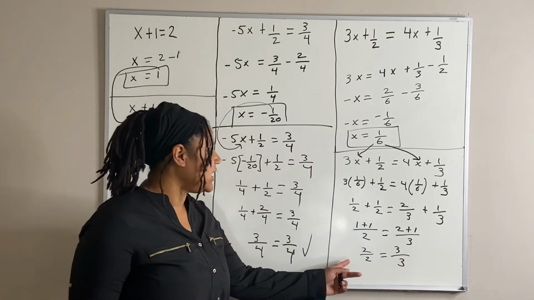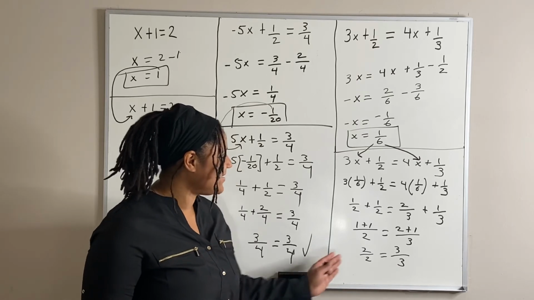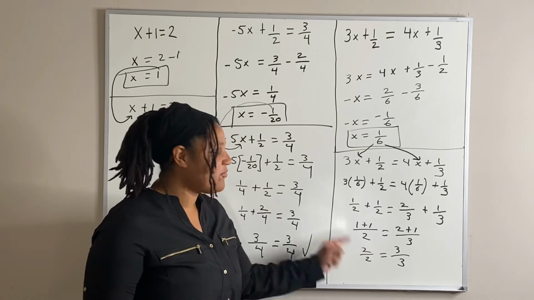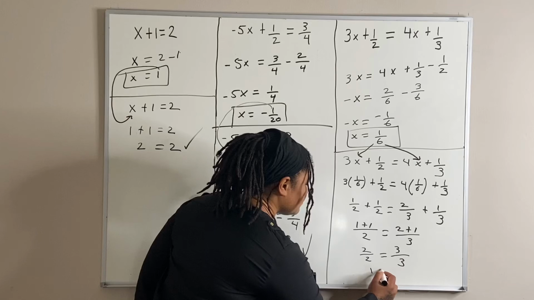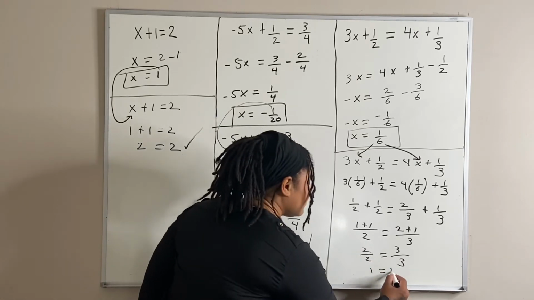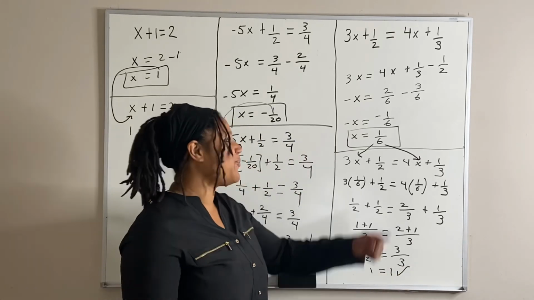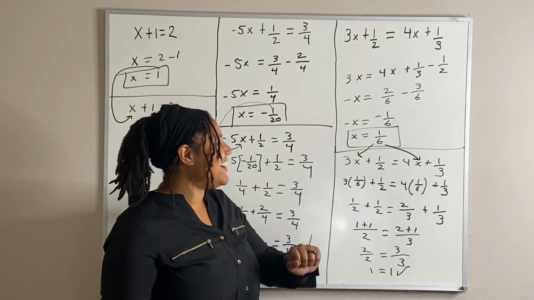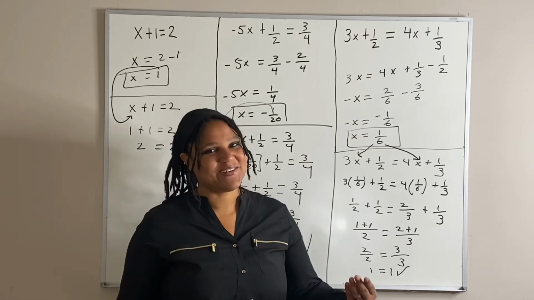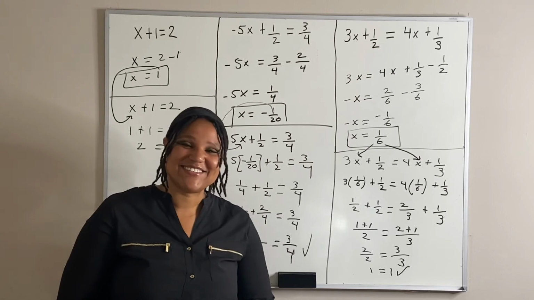Now we're looking at these two fractions here. 2 over 2 is just 1, right? And 3 over 3 is just 1, right? So we see that 1 equals 1. Therefore, we know that X is in fact 1 over 6. So that is how you check your solutions.